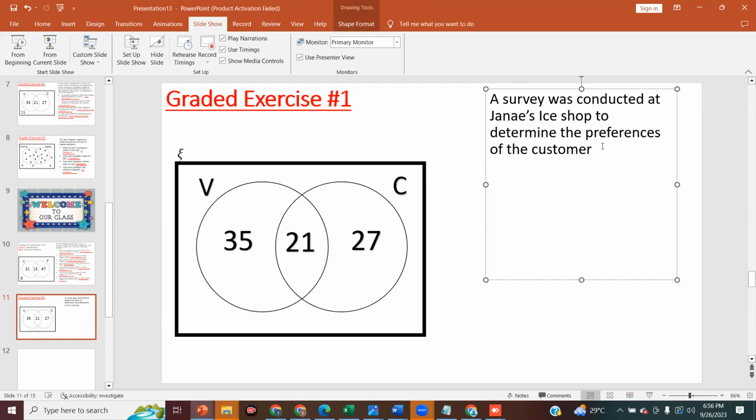A survey was conducted at Janae's ice cream shop to determine the preferences of the customers regarding vanilla ice cream and chocolate ice cream. So vanilla ice cream is obviously the V. All right, and chocolate ice cream.